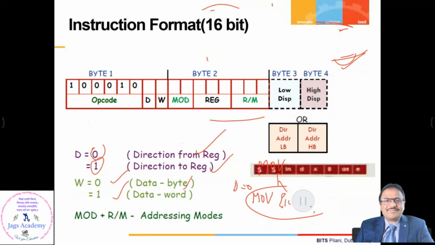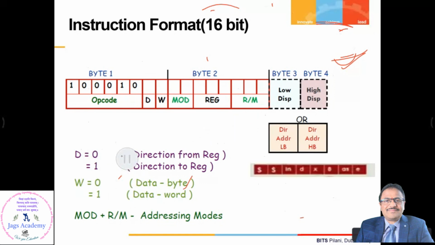You have other three bits, which tell you the mode bit. From where will this mode bit come? This mode bit will come from the addressing modes. So there are different combinations.